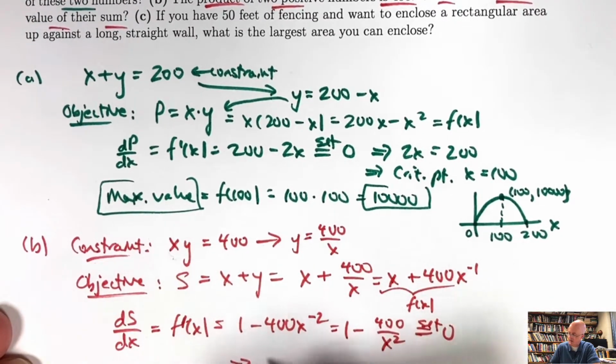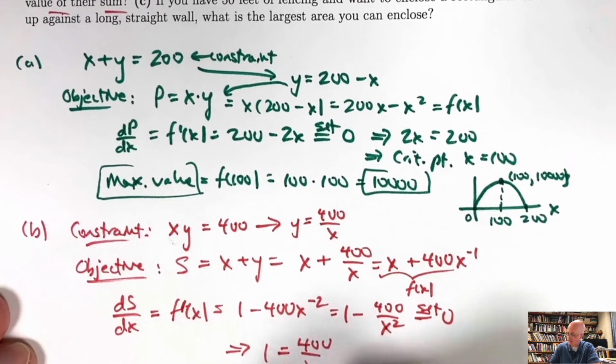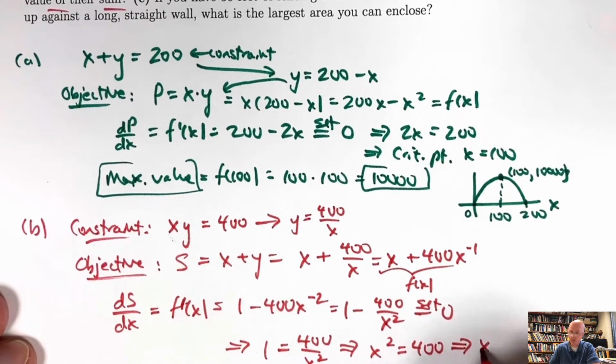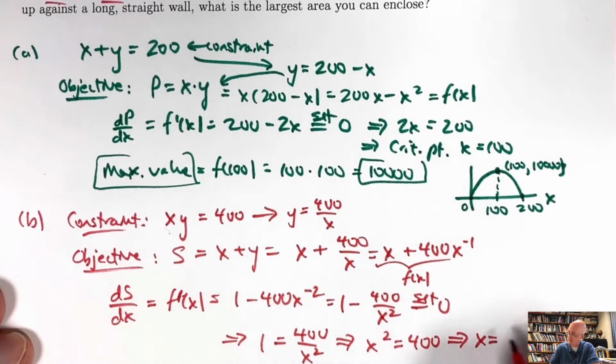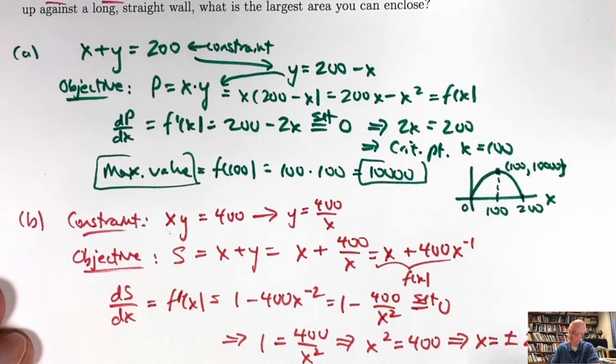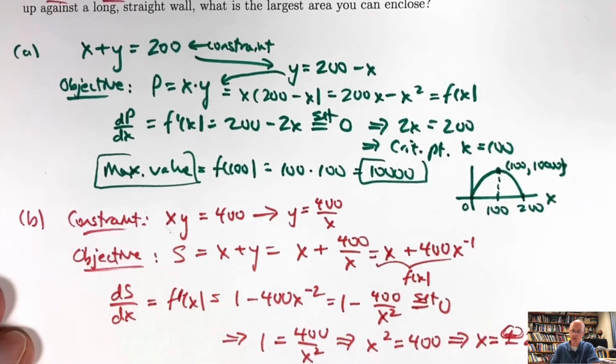We can add 400 over x squared to both sides, and then we can multiply both sides by x squared. We get x squared equals 400, so x is plus or minus the square root of 400, which is plus or minus 20. But we are only considering positive values for x, so we focus on the plus square root. That is the critical point for us.